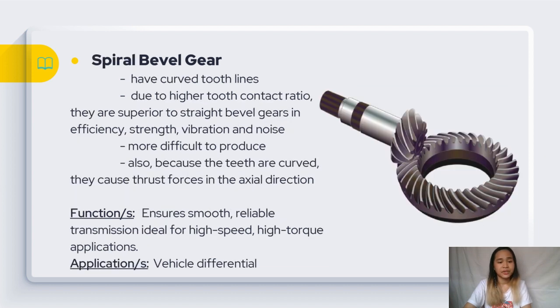Another type of bevel gears are spiral bevel gears. They have curved tooth lines. Due to higher tooth contact ratio, they are superior to straight bevel gears in efficiency, strength, vibration, and noise. They are more difficult to produce, and because the teeth are curved, they cause thrust forces in the axial direction. Functions: ensures smooth, reliable transmission, ideal for high-speed, high-torque applications. Applications: vehicle differential.